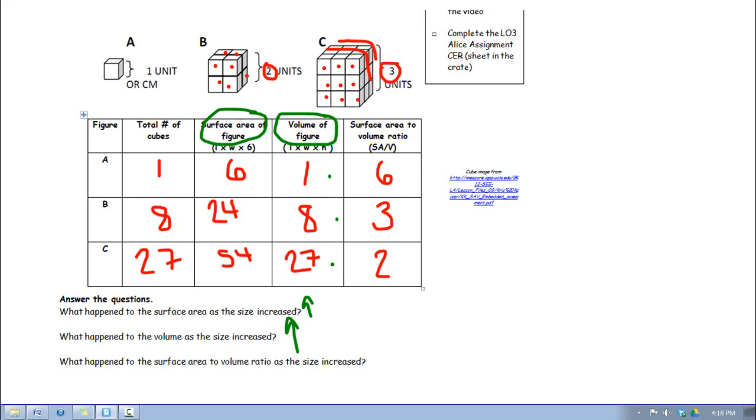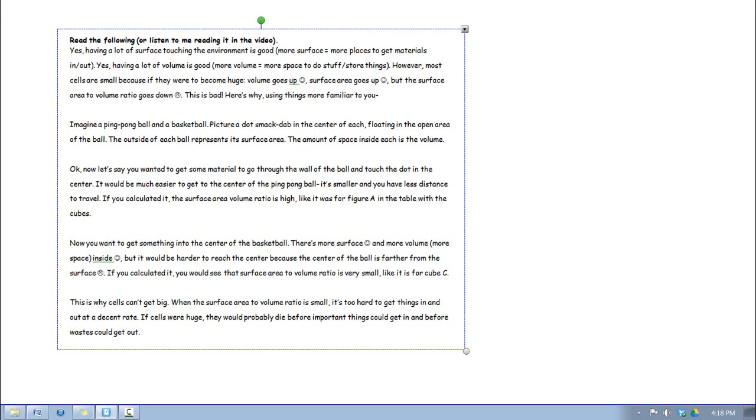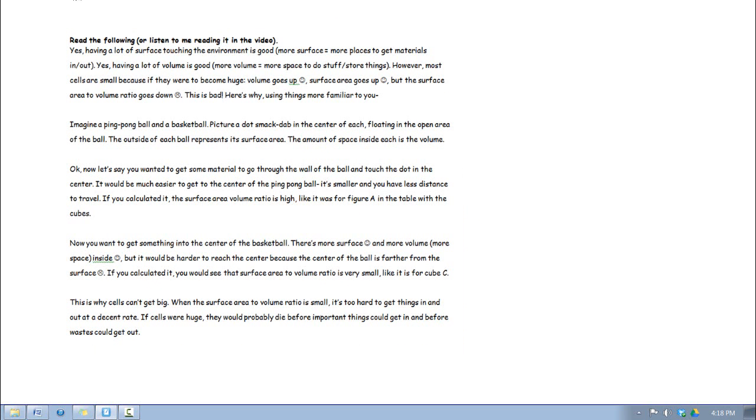Lastly, we want to know what happens to the surface area to volume ratio. So if you look here, as our cubes get bigger, as our cells get bigger, from A to B to C, the ratio is going down. So why is this bad? Let me make it more relatable for you, and this is why surface area to volume ratios are important.